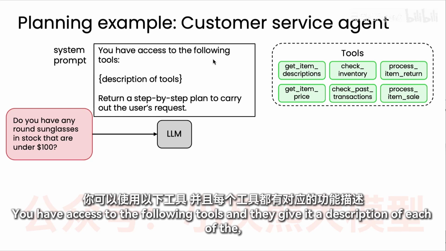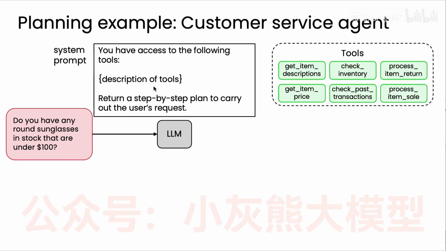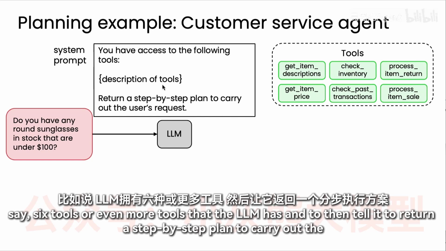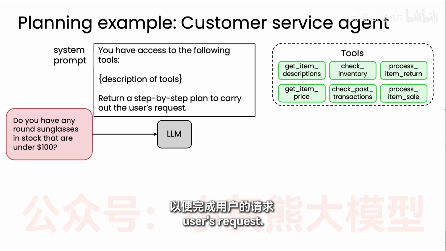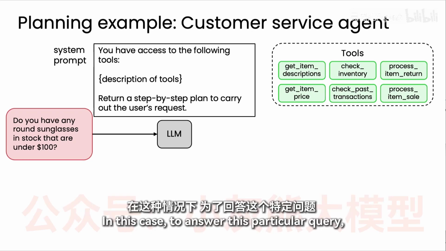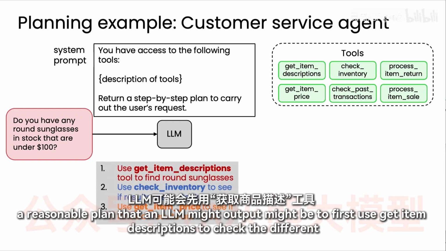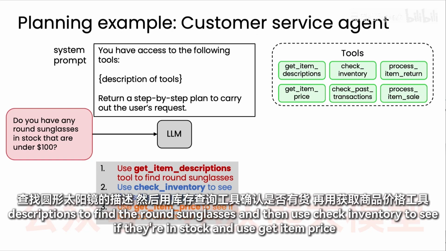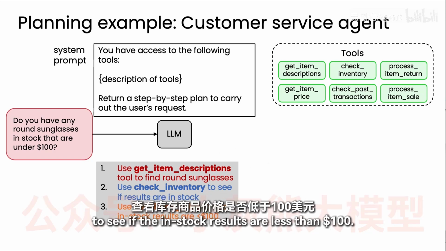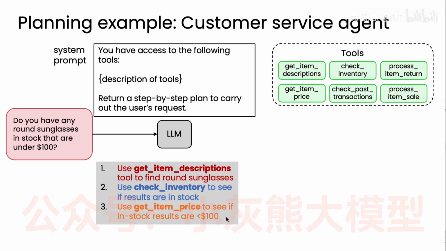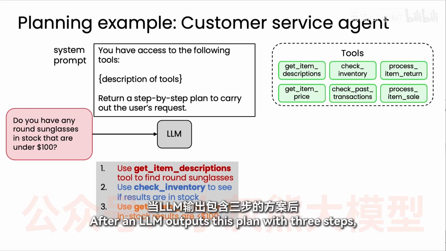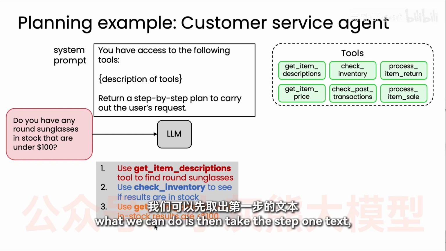You have access to the following tools, and you give it a description of each of the, say, 6 tools or even more tools that the LLM has, and then tell it to return a step-by-step plan to carry out the user's request. In this case, to answer this particular query, a reasonable plan that an LLM might output might be to first use get item descriptions to check the different descriptions to find the round sunglasses, and then use check inventory to see if they're in stock, and use get item price to see if the in-stock results are less than $100.